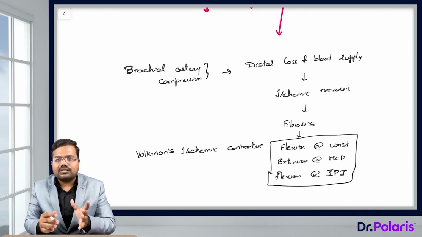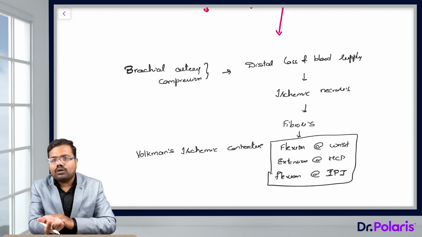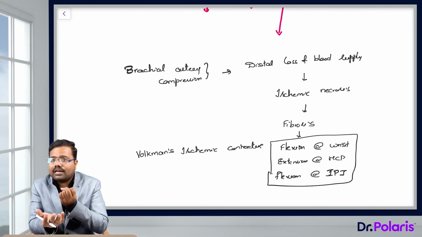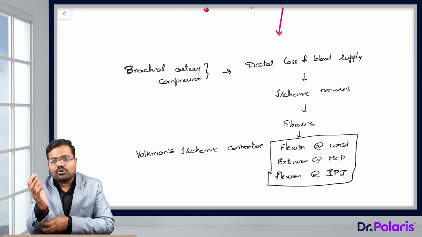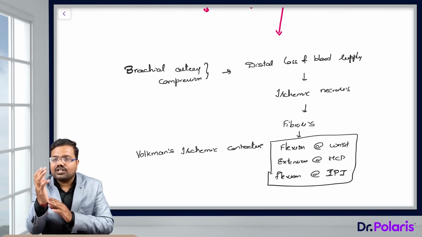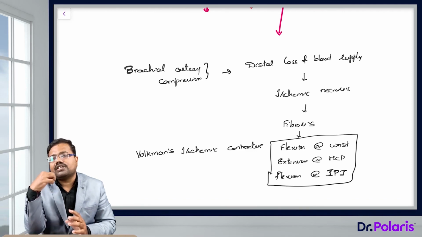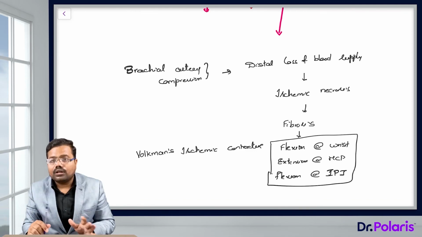Okay. For any cause, if the brachial artery is compressed, then the forearm muscles will get ischemic necrosis, and that necrosed part is replaced by fibrous tissue, which is contractile in nature. So it causes flexion at the wrist joint, extension at the metacarpophalangeal joints, and flexion at the interphalangeal joints. Like this, the condition is Volkmann's ischemic contracture. Okay, that's about the blood supply and this elbow anastomosis.